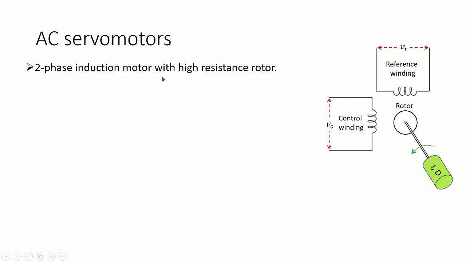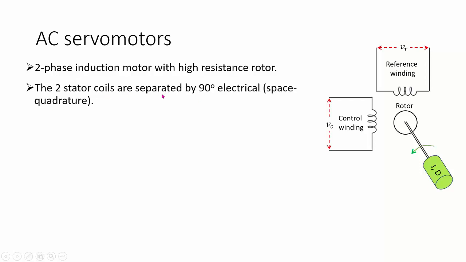AC servo motors are two-phase induction motors with high rotor resistance. So one constructional change with respect to a two-phase induction motor is that you're going to provide high rotor resistance. So you will be increasing resistance in rotors. And the reason that we do this will be explained in the upcoming slide.